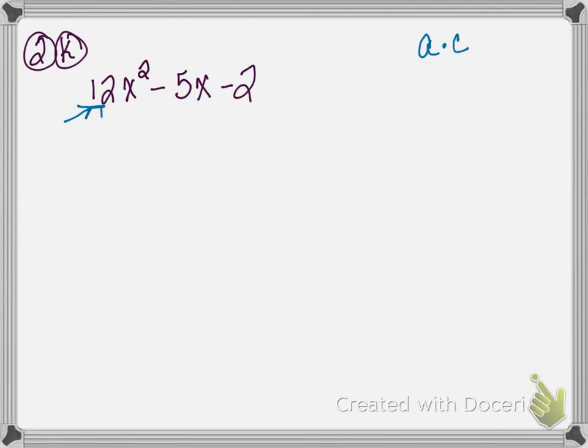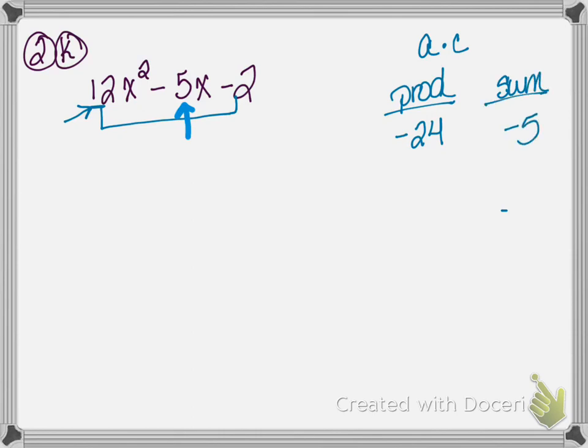What you do is you take your 12, you multiply it by negative 2, and that gives you your product. So our product for this is going to be negative 24. Our sum remains that number right there, the negative 5. So our sum for this is negative 5. So I need 2 numbers multiplied together that give me negative 24, and added together give me negative 5. And again, it's a little bit of guess and check.